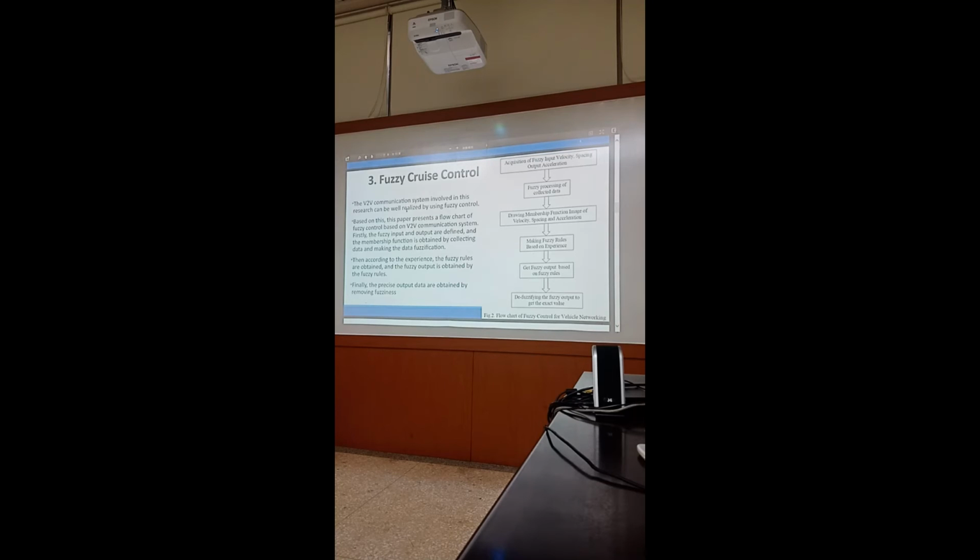And then they process the collected data and make the membership functions for the three items: velocity, spacing, and acceleration. They make a fuzzy rule, and then get the fuzzy output based on the fuzzy rule and defuzzification. This is the general method.